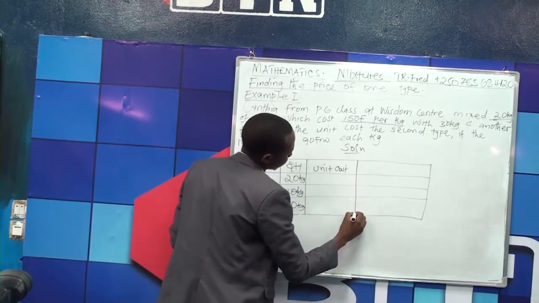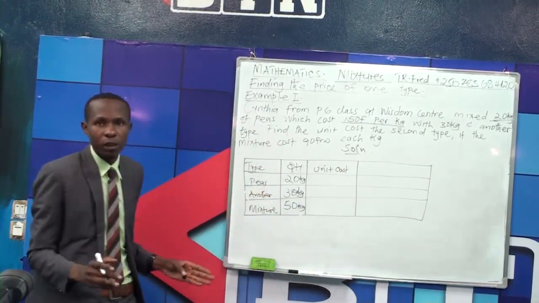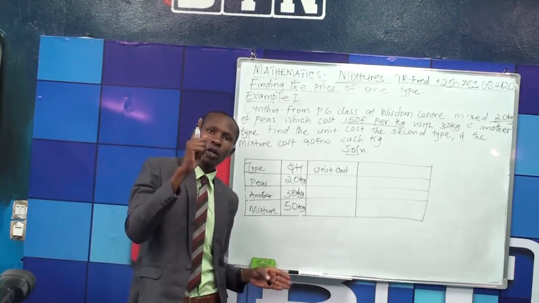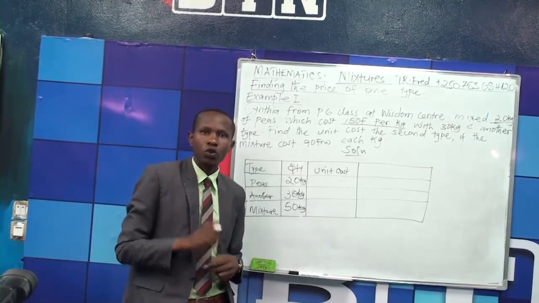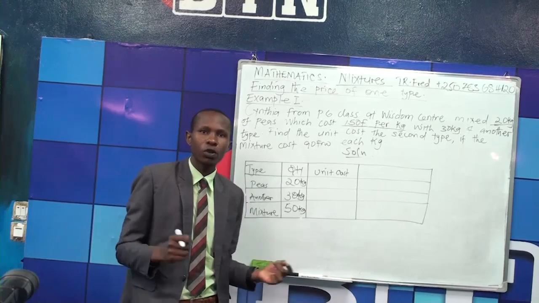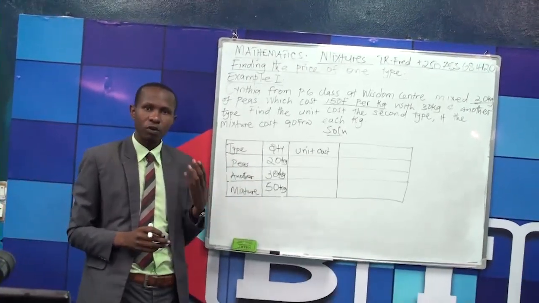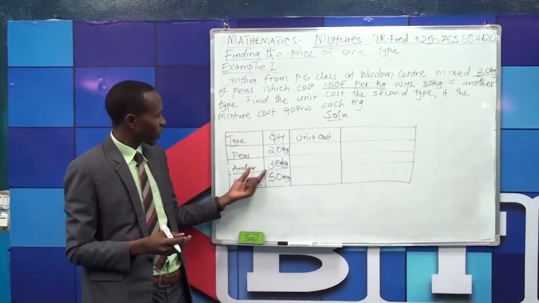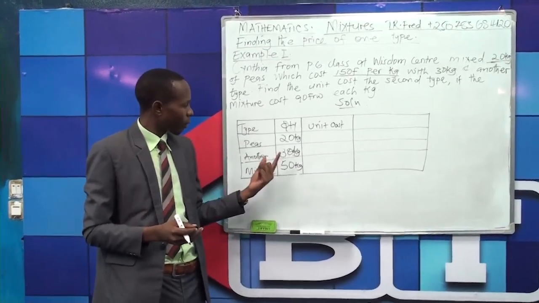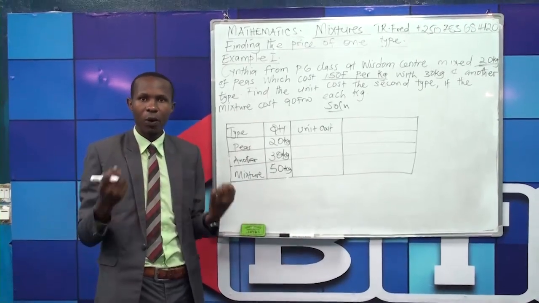Unit cost. Unit cost is the amount spent on only 1 kilogram. It's what I'm trying to mean by saying unit cost. How much do you spend on 1 kilogram of the first type if you want to buy only that? How much can you spend on 1 kilogram of the other type if you want to buy one?